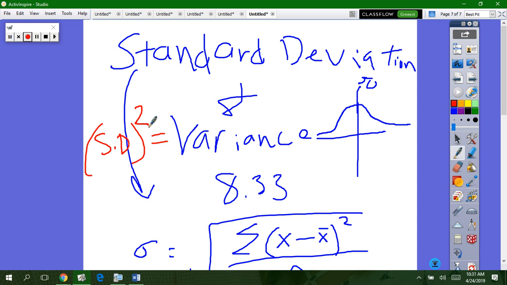No, our standard deviation is 3.06. How many standard deviations covered our data? 2. Does that answer your question between the difference? Okay.